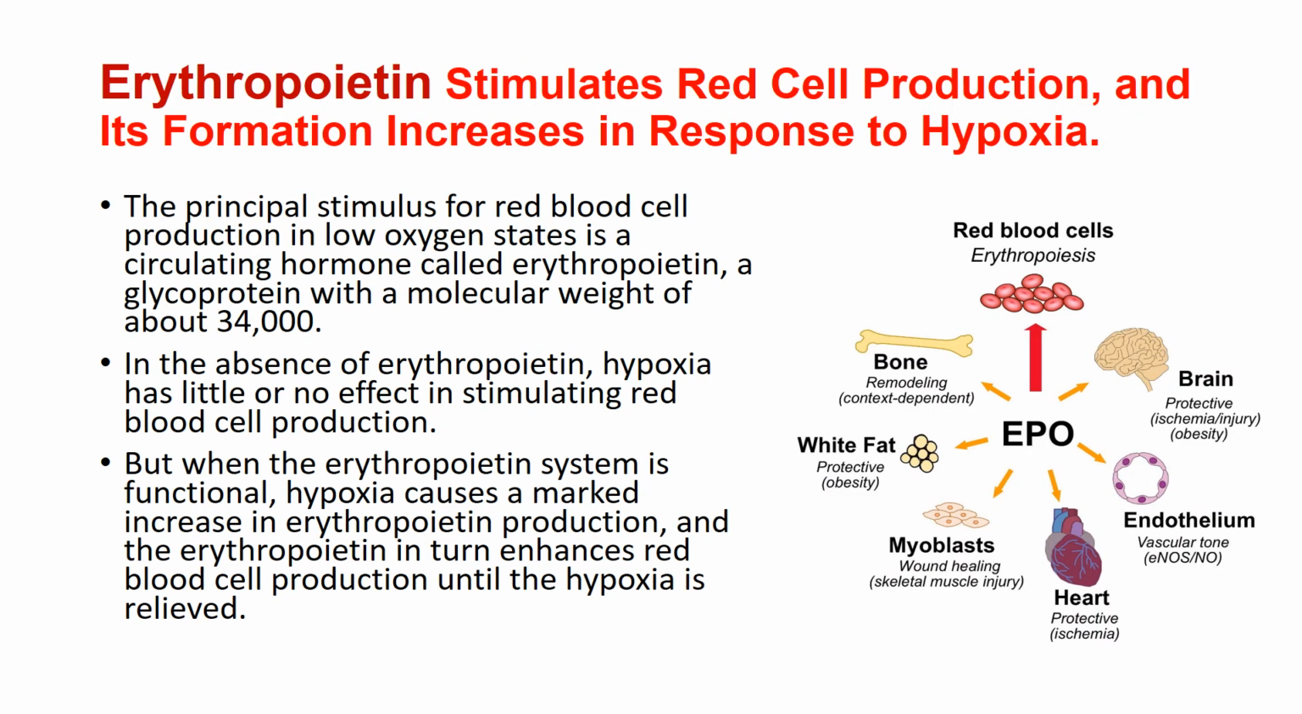Erythropoietin stimulates red cell production, and its formation increases in response to hypoxia. The principal stimulus for red blood cell production in low oxygen states is a circulating hormone called erythropoietin, a glycoprotein with a molecular weight of about 34,000. In the absence of erythropoietin, hypoxia has little or no effect in stimulating red blood cell production. But when the erythropoietin system is functional, hypoxia causes a marked increase in erythropoietin production, and the erythropoietin in turn enhances red blood cell production until the hypoxia is relieved.